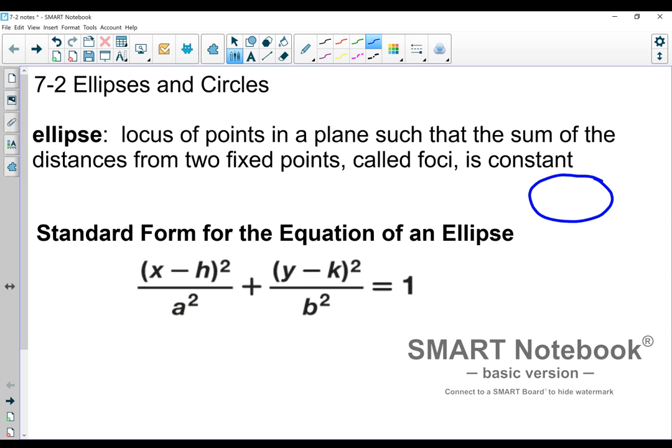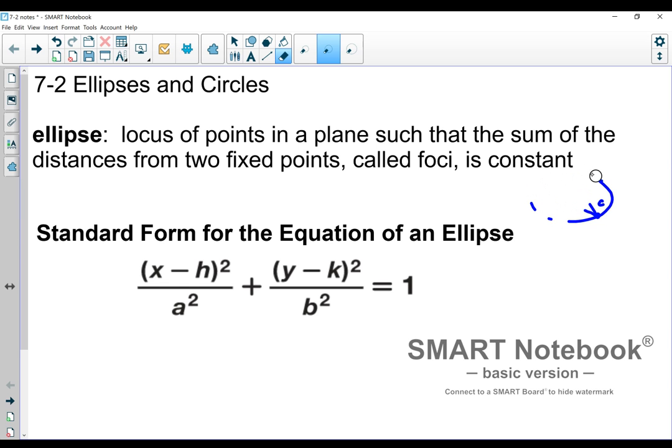And then the sum of distances: here's one of our foci, here's the other, and sum means I'm adding these two together. So this plus this one over here. And when I add those together, it doesn't matter what point I'm looking at, the sum will be the same. So the sum of A plus B is going to be the same thing as the sum of C plus D, all the way around that shape. And I can show you by drawing that in class.